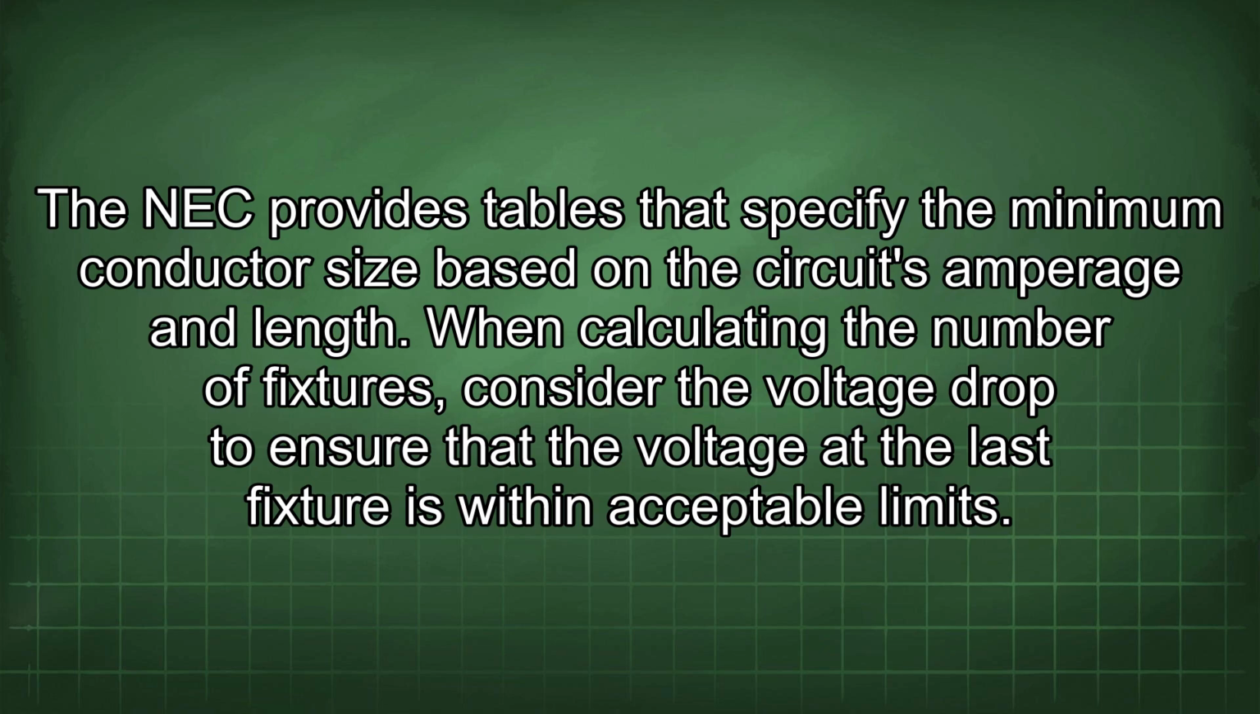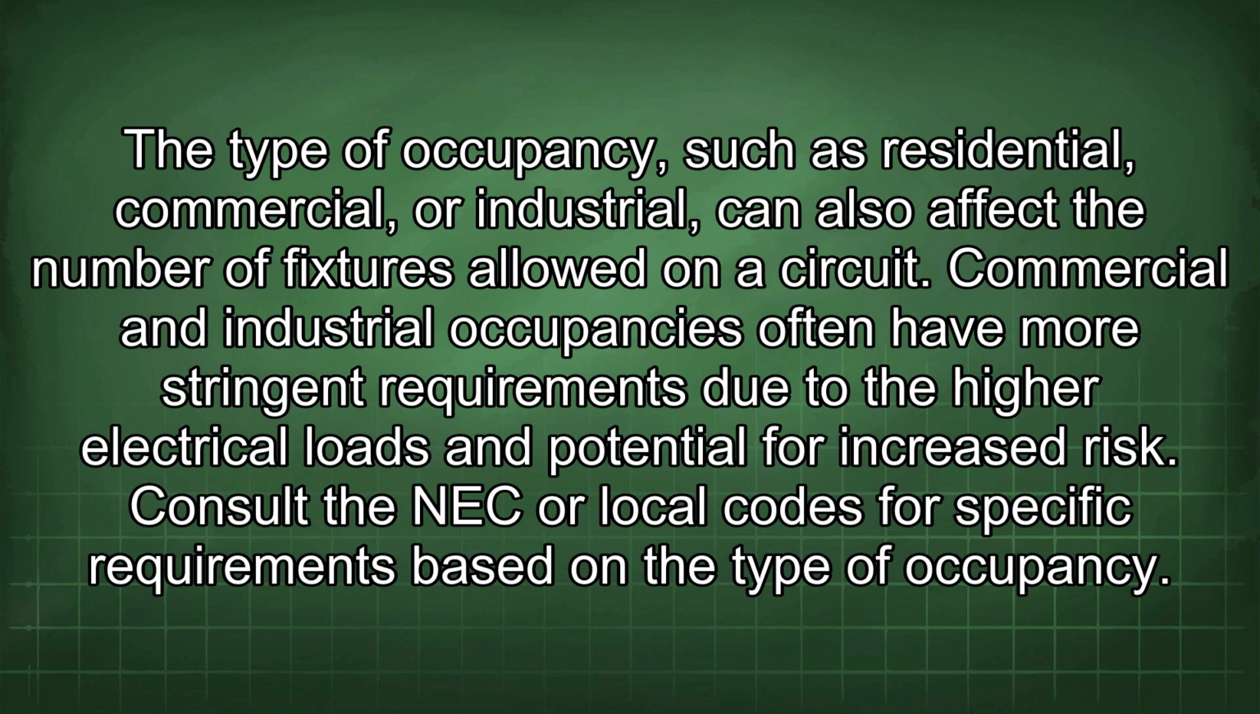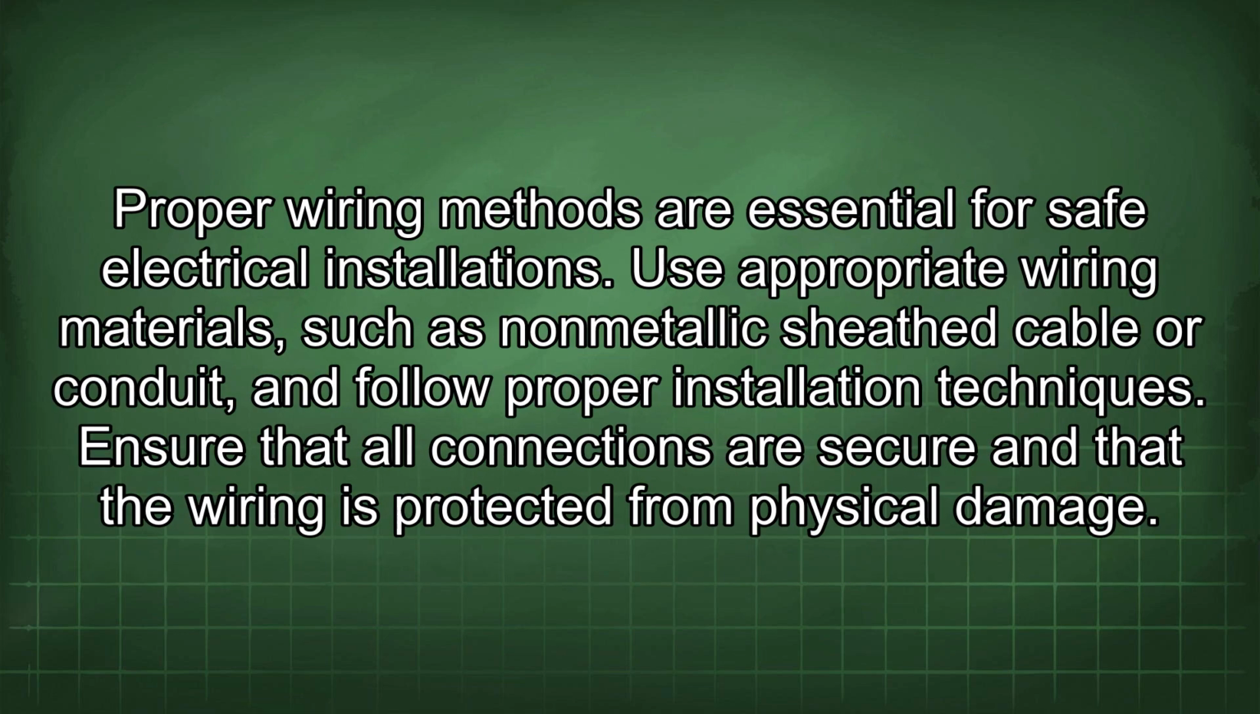within acceptable limits. The type of occupancy, such as residential, commercial, or industrial, can also affect the number of fixtures allowed on a circuit. Commercial and industrial occupancies often have more stringent requirements due to the higher electrical loads and potential for increased risk. Consult the NEC or local codes for specific requirements based on the type of occupancy. Proper wiring methods are essential for safe electrical installations. Use appropriate wiring materials such as non-metallic sheathed cable or conduit, and follow proper installation techniques.